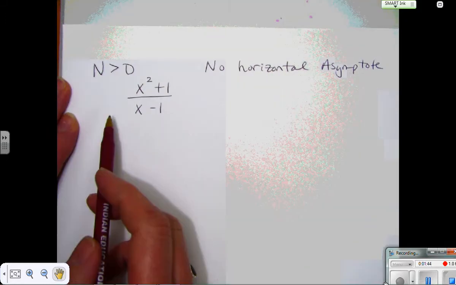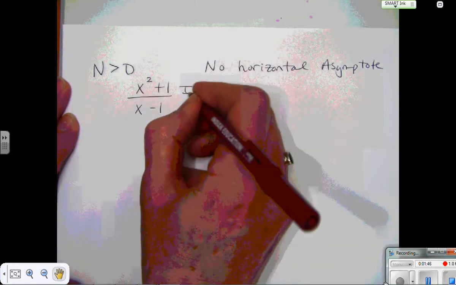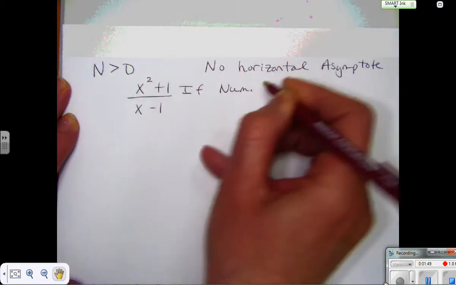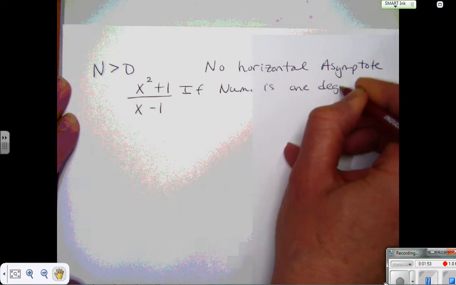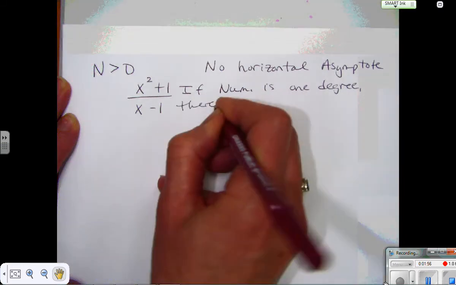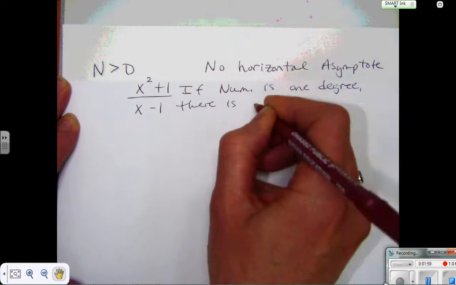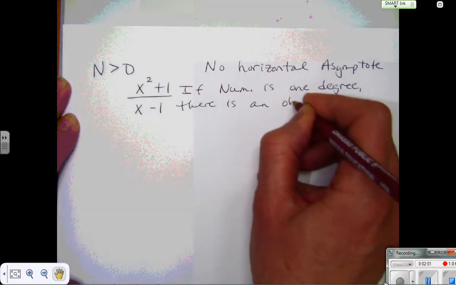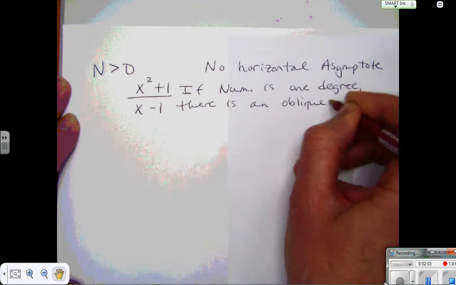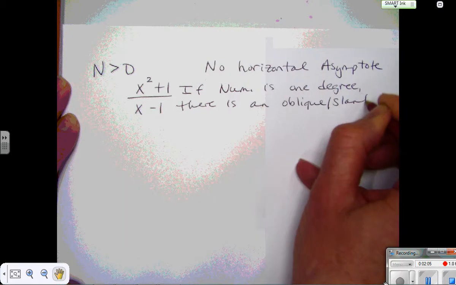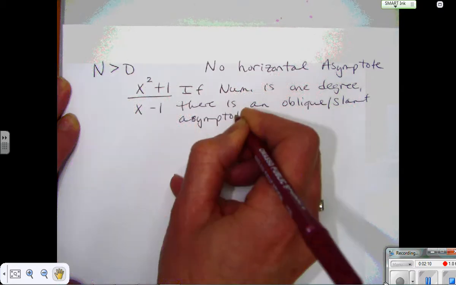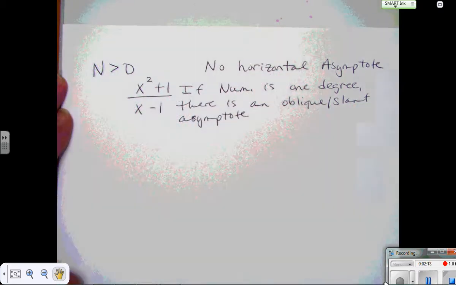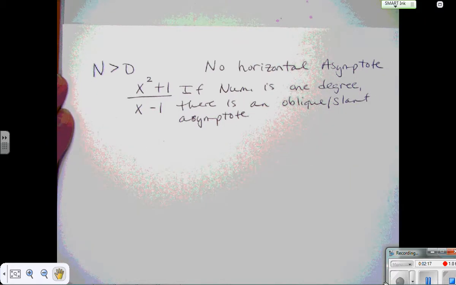Now in this case, if the numerator is 1 degree higher, there is what's called an oblique or slant asymptote. And we're going to do an example where we'll find the oblique or slant asymptote. Okay?